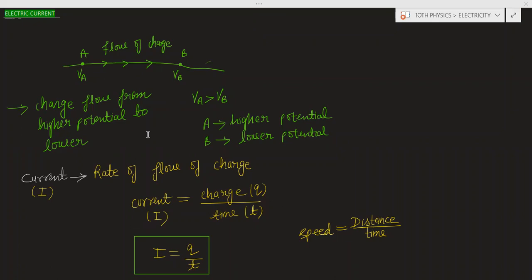So remember, this is a wire. This is some wire, and one end of the wire is at higher potential, another end of the wire is at lower potential. This is a wire.